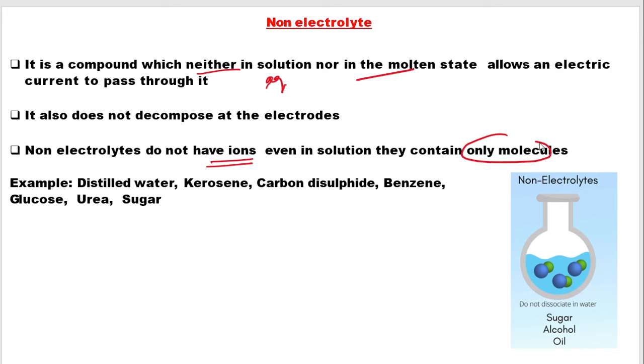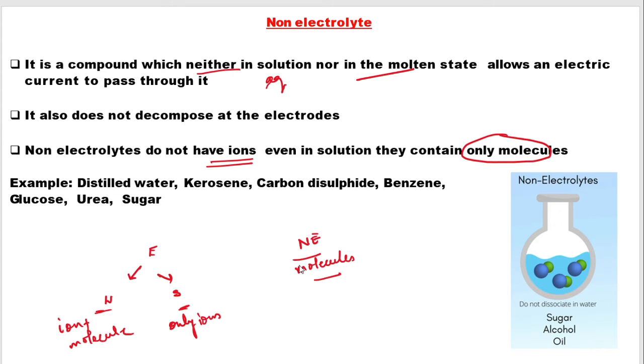So we have read about electrolytes, two classes, weak and strong, and non-electrolytes. So what kind of particles are present in them? In strong you have only ions. In weak, this is ions plus molecules. But in case of non-electrolyte you have nothing, only molecules, no ions.